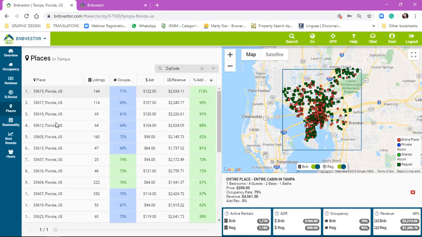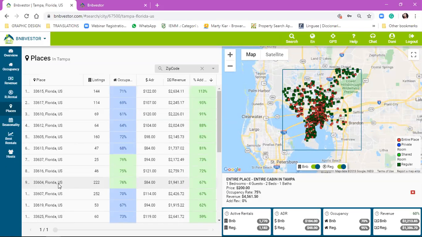Now let's take a look at this. I wouldn't want to analyze those two, though, because we have over here 33604, right? Because it has 222 active B&B listings, an occupancy rate of 76%, and an additional revenue of 67% as well. So it's a very good zip code to take a look into.